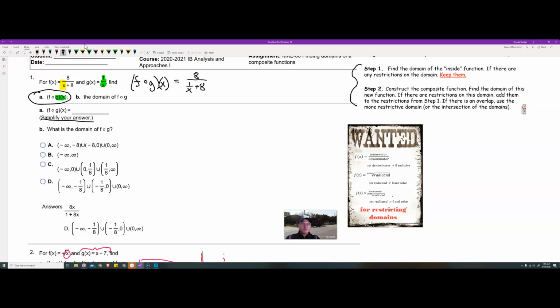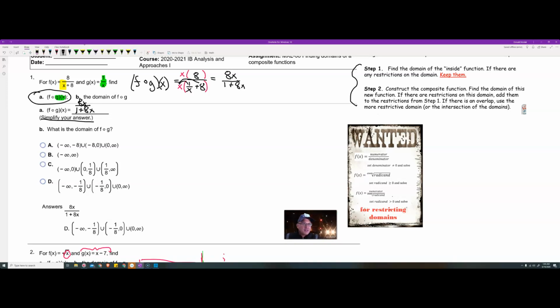Now it says simplify. To simplify this, you don't want to have a fraction that's got another fraction in it. So you can multiply the bottom and the top by whatever that denominator is, in this case x. So now my composite would be 8x in the numerator, and when I distribute this, I would have x over x, which is 1, and x times 8, which is 8x. And that is my composite function, 8x over 1 plus 8x.